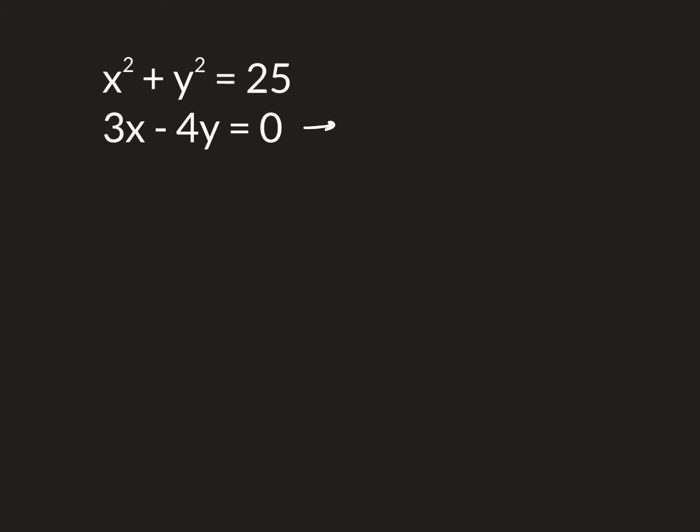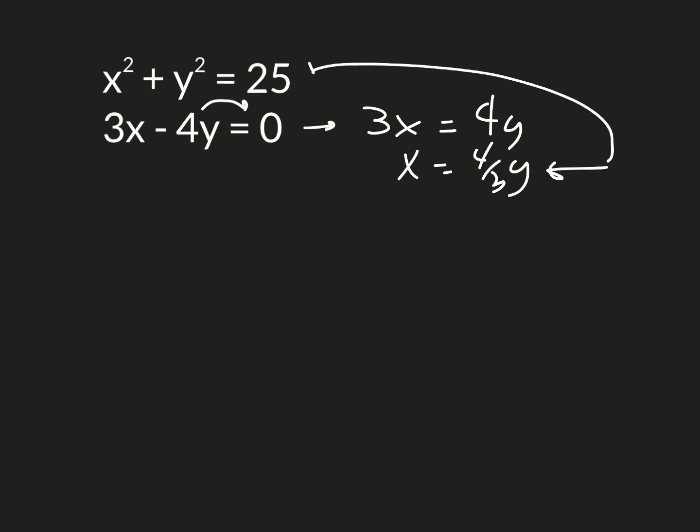so watch carefully. I'm going to get the x by itself here. In the second equation, I'm moving the 3x over. I'm sorry, the 4y over. And then I'm going to divide by 3. Once I do that, I know what x equals. x is 4/3 y. I'm going to substitute that into my first equation.